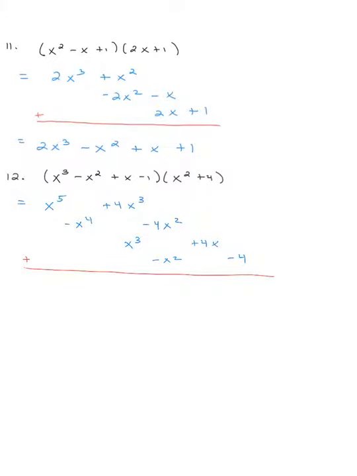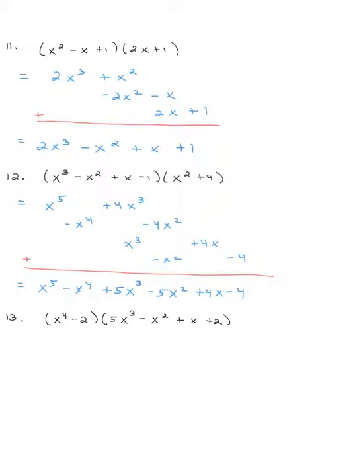And what I get is x to the 5th minus x to the 4th. Okay, now I have a couple of x cubes. In fact, I have a total of 5. Then a negative 5x squared plus 4x minus 4.